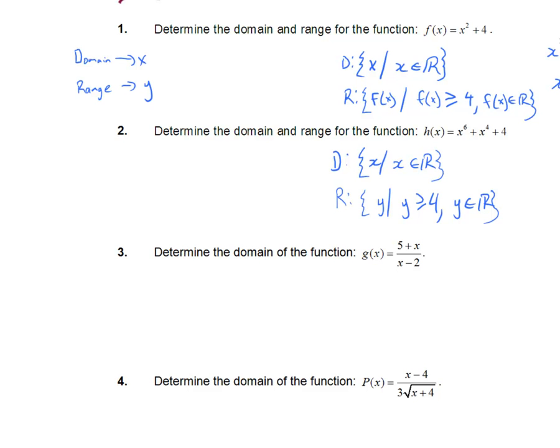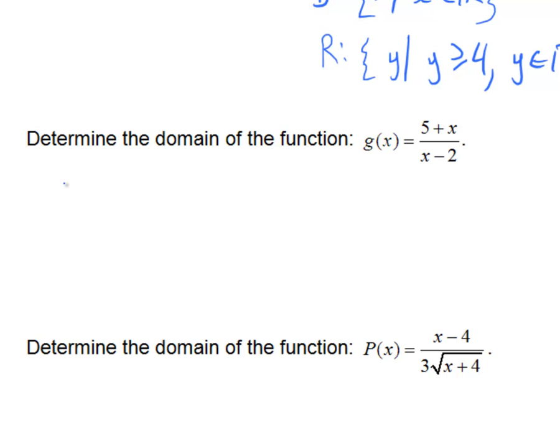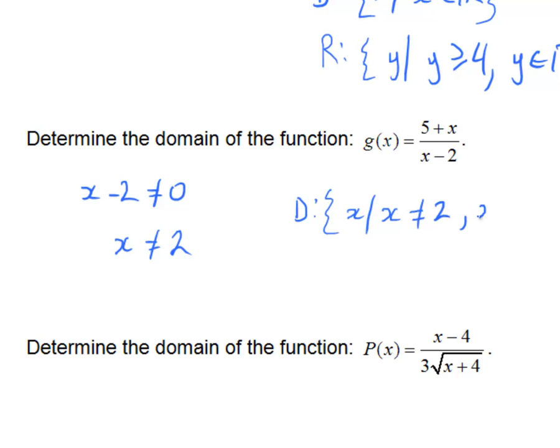The next function, we're just asked to find the domain, and this has a denominator. So as soon as we see the denominator, we know that the denominator cannot be 0, because division by 0 is impossible. We solve for x then, and we find right away the domain is x such that x cannot be equal to 2. And all other real numbers are fine.